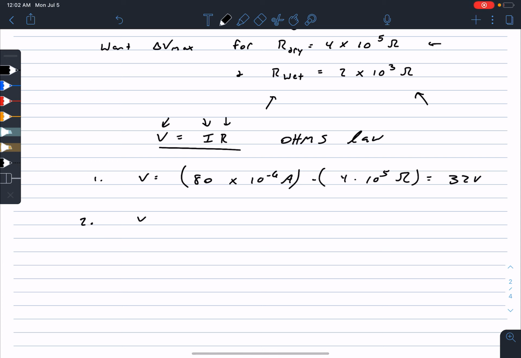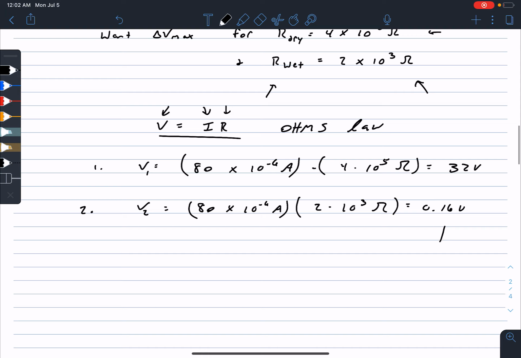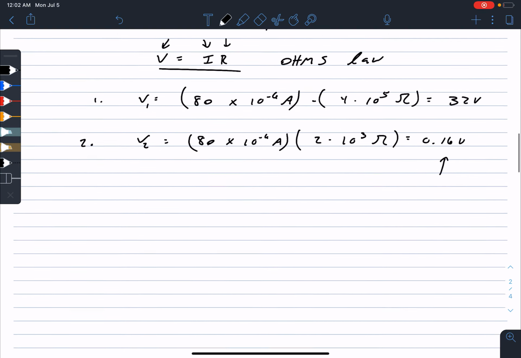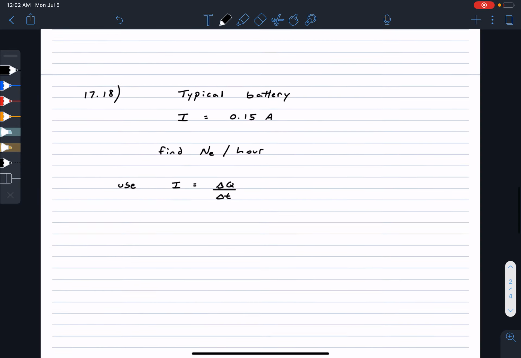For scenario 2, same current, because that's what we were given, times the resistance that we're given for the wet finger, 0.16 volts. So it's actually really interesting, because if your finger is wet, the maximum voltage is much, much lower. Okay, moving on. Next problem.